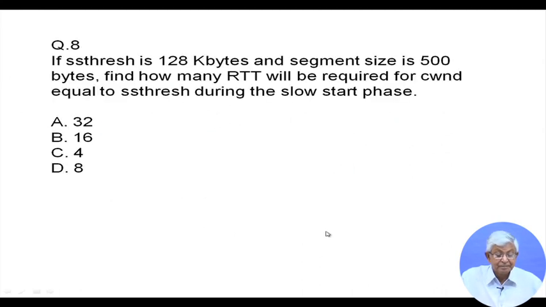Okay, next. Again on higher layer, if SS threshold is 128 kilobytes and segment size is 500 bytes, find how many RTTs will be required for CWND to equal SS threshold during the slow start phase. Options are 32, 16, 4 or 8.